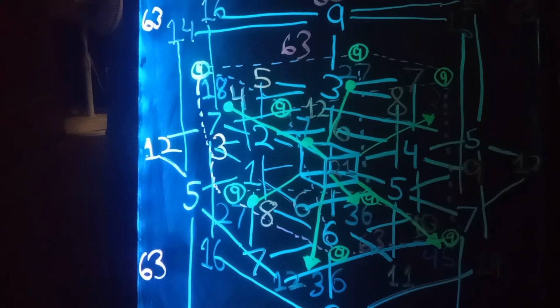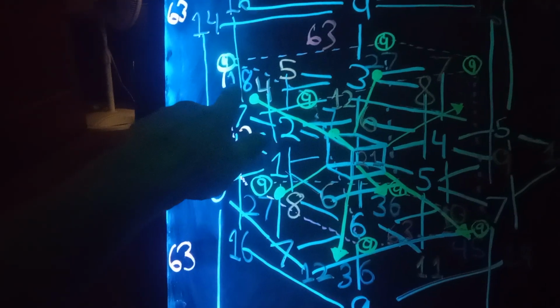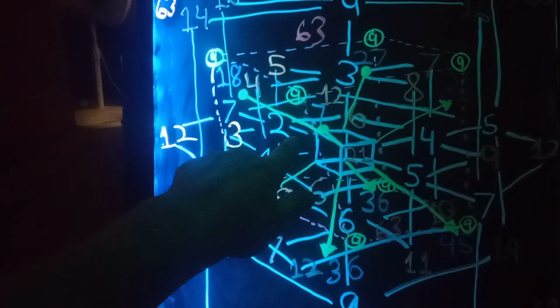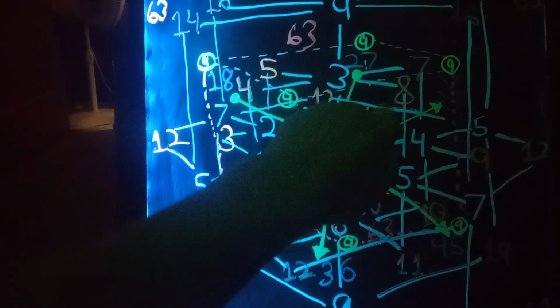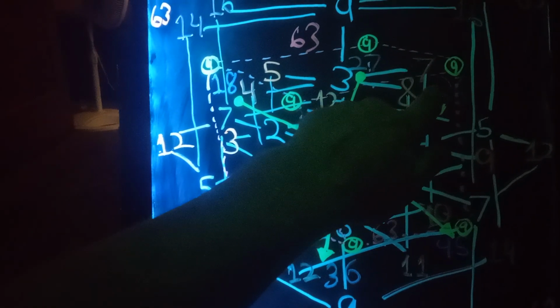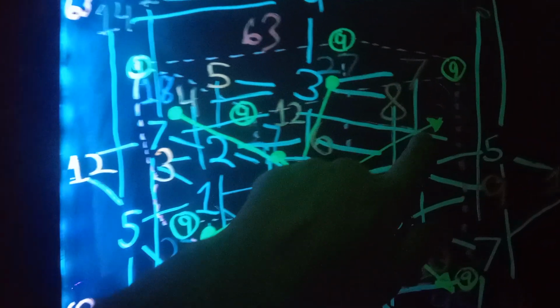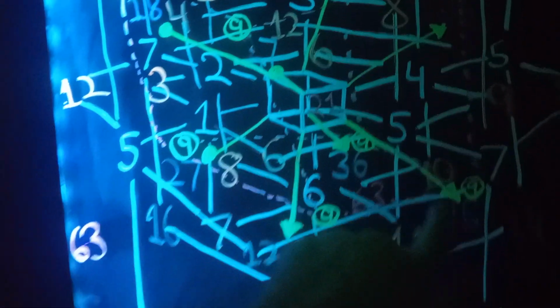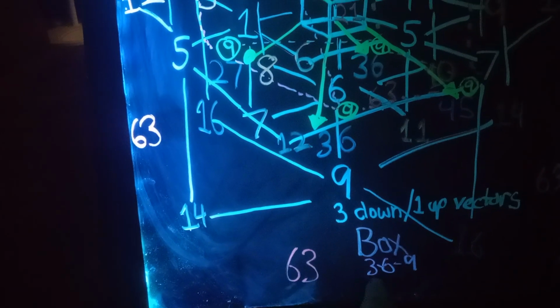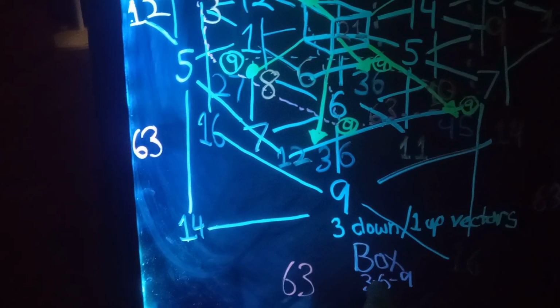numerologically reduced inner ghost numbers, like 18 would be 9, 27 would be 9. In fact, all these would be 9. 36 would be 9, if you can see that 36 there. 45 would be 9. So that creates a box for the 369 numbers.